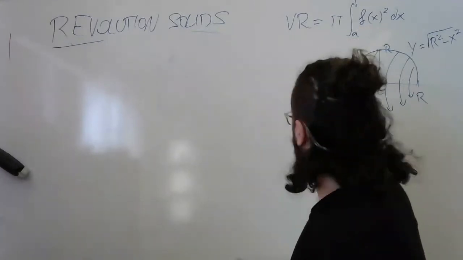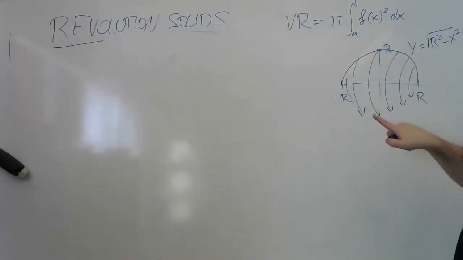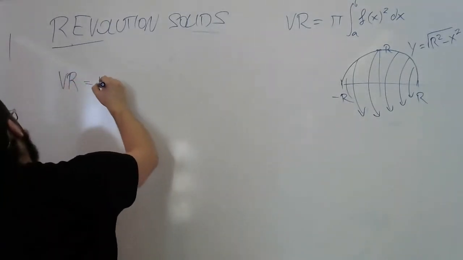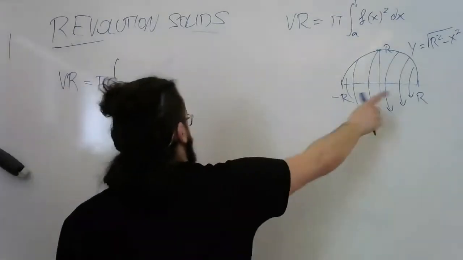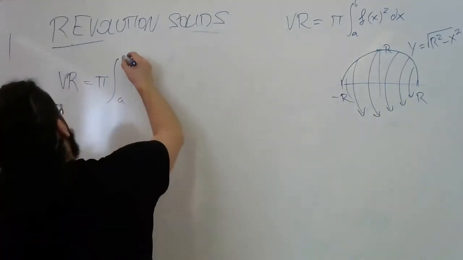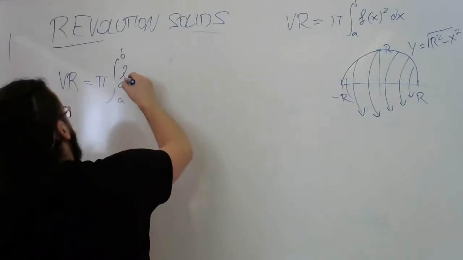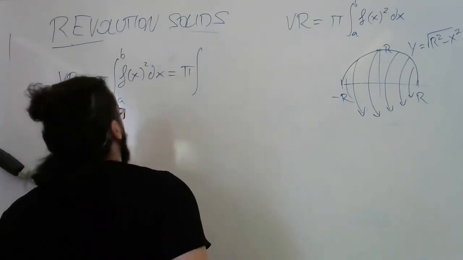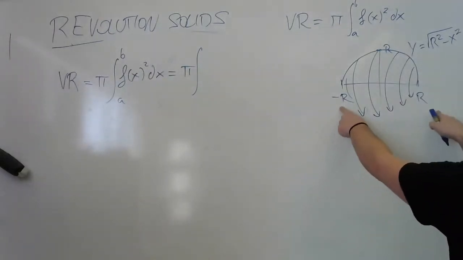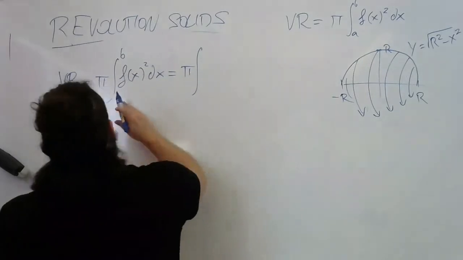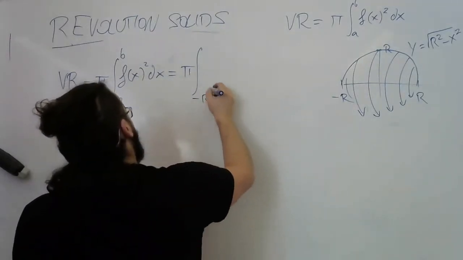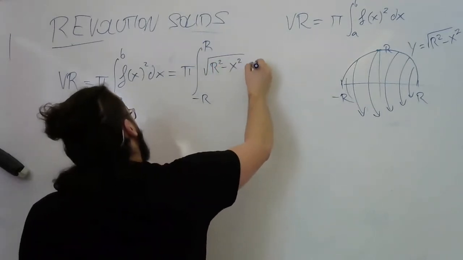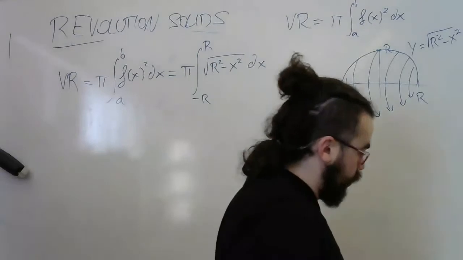How do we pose this? We have to find this sum of disks. How do we do it? We see the volume as pi times the sum of all these radius squared. In our case, our interval is from minus r to r. Good.